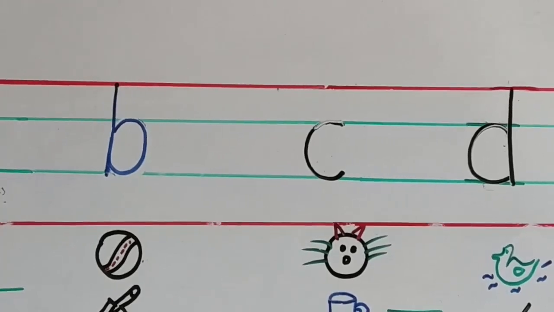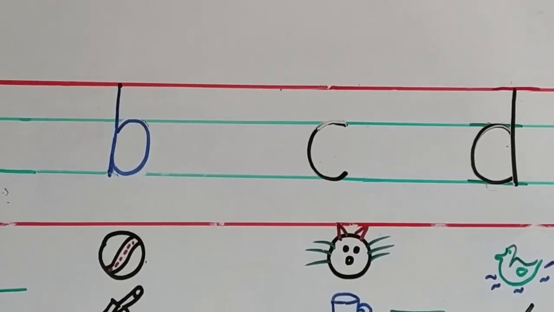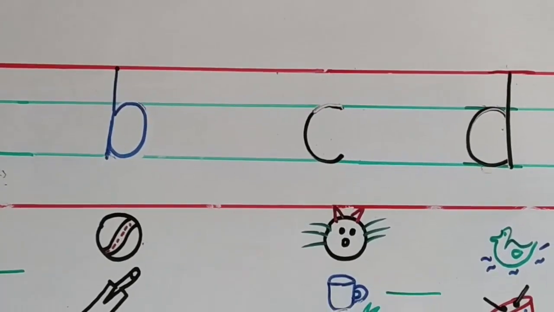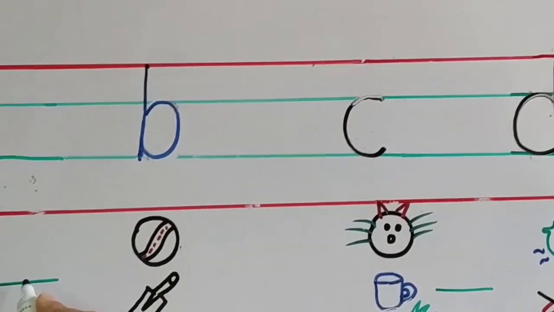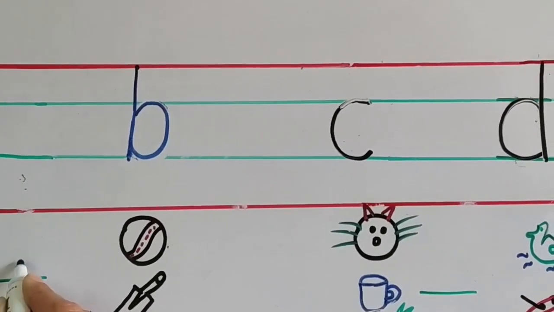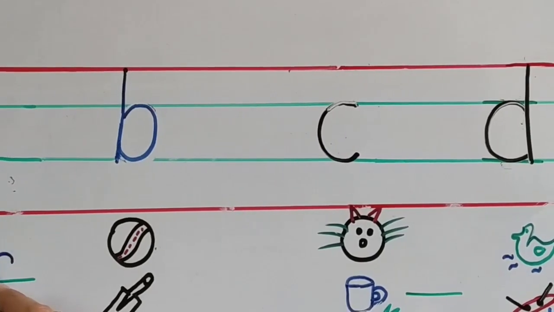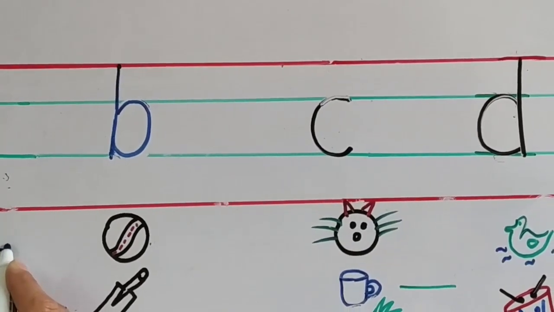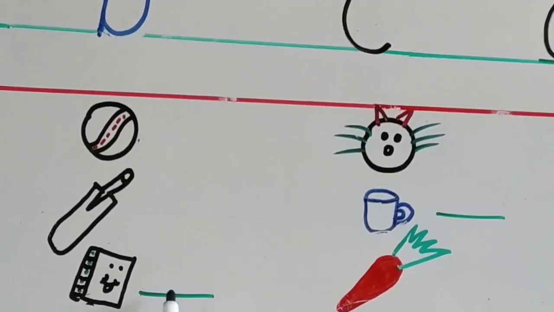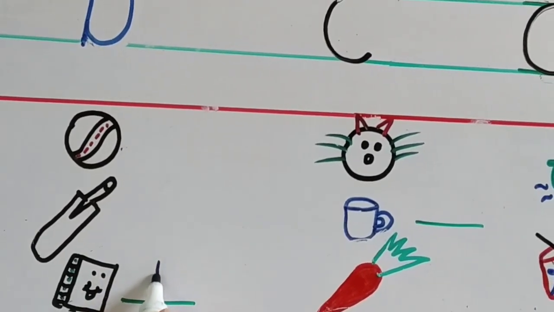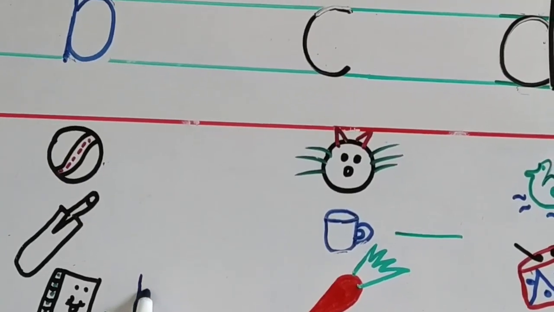We are doing some activity related to the alphabet. What is the beginning sound of apple? A, A. What is the beginning sound of book? B, B.